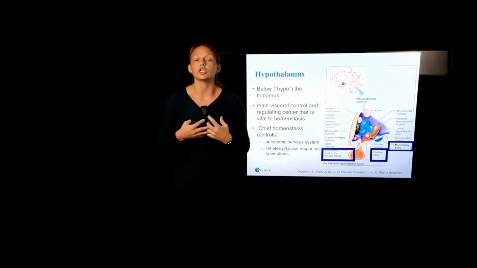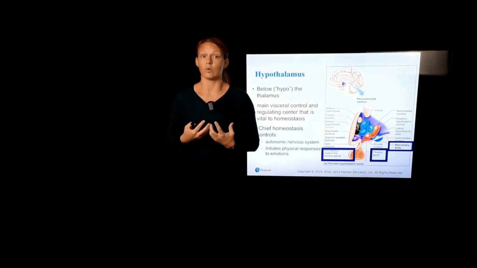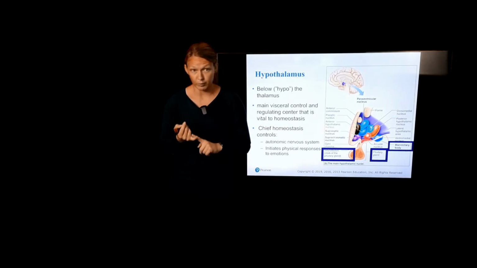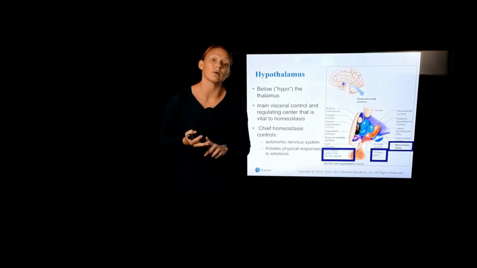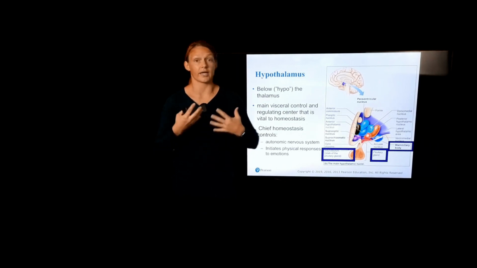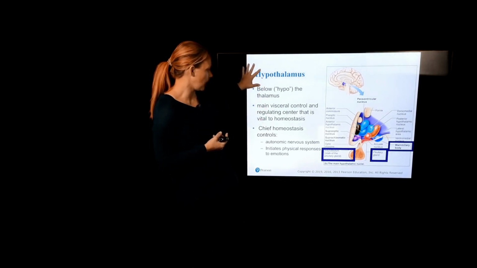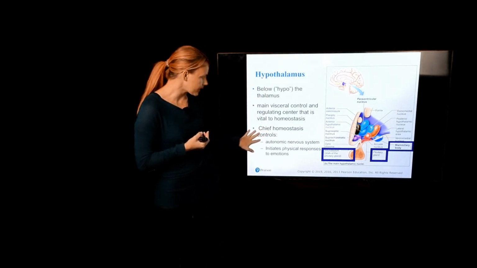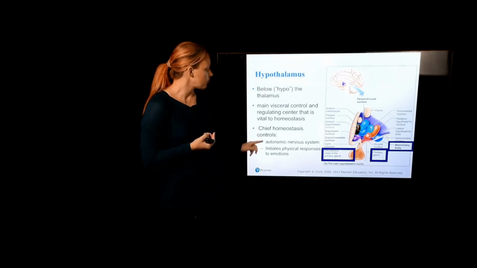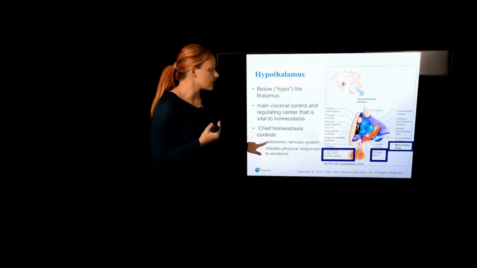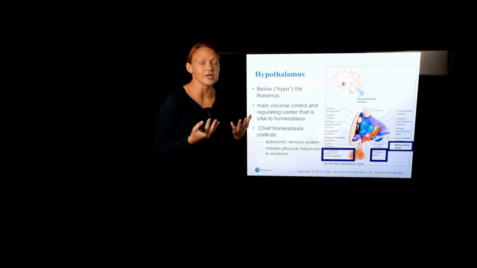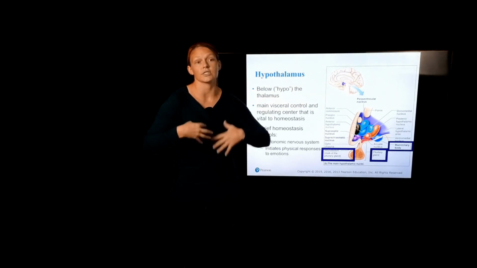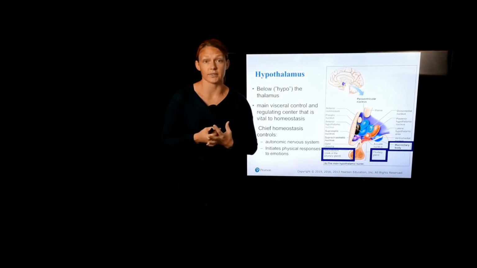It also is going to initiate a physical response to our emotions. So it is part of that limbic system. It's going to do things like perceive pleasure, fear, rage, biological rhythms, and drive. So things like our sex drive. So the hypothalamus is really important for, first of all, those chief homeostatic controls, which include, like I mentioned, the autonomic nervous system. So things like our blood pressure, and then also initiating the physical responses to our emotions, so perceiving all of those different emotions.